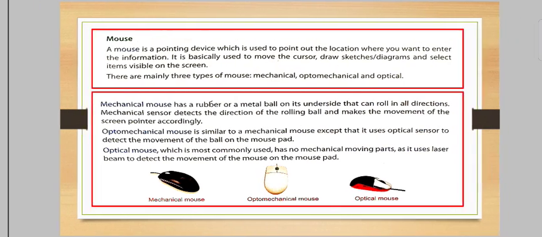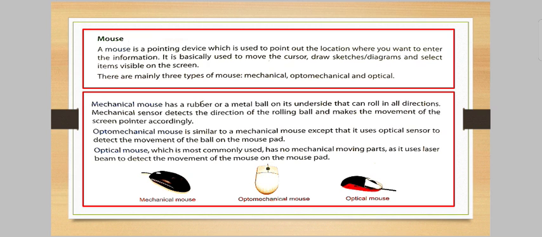Next is the mouse. We all know the uses of a mouse. A mouse is a pointing device which is used to point out the location where you want to enter information. It is basically used to move the cursor, draw sketches, diagrams and select items visible on the screen. There are 3 types of mouse: mechanical, optomechanical and optical.